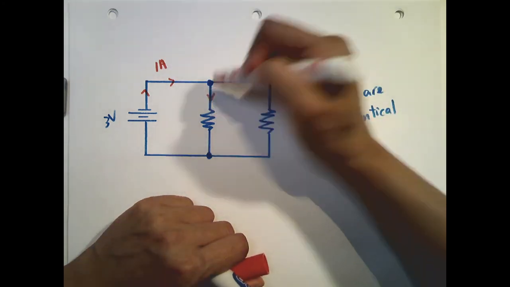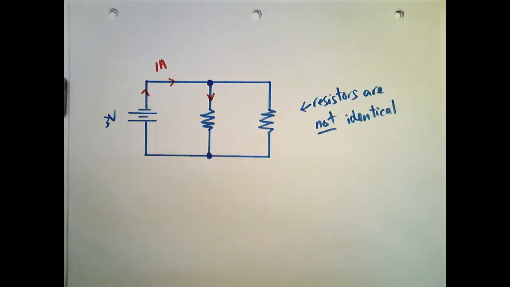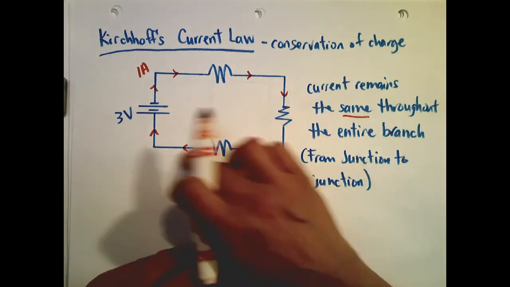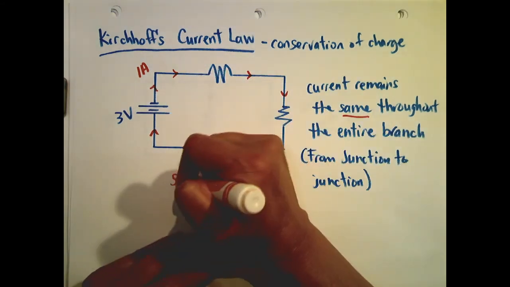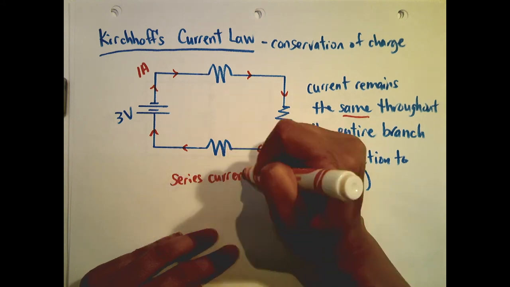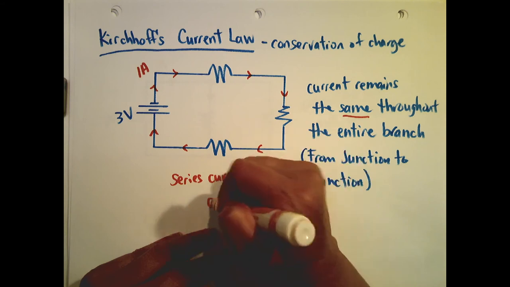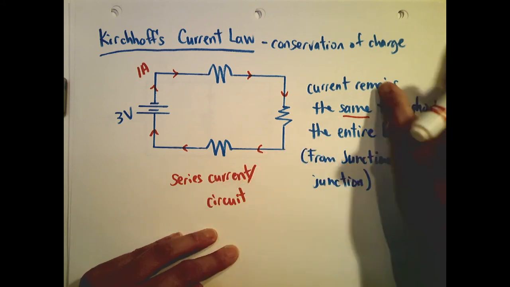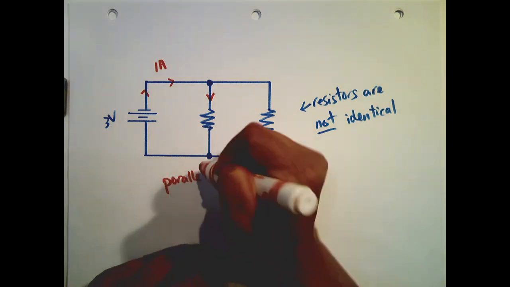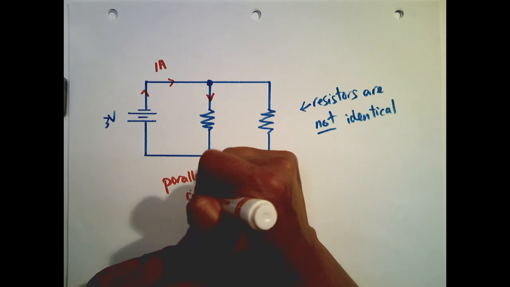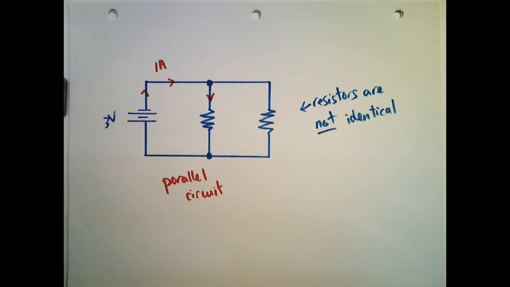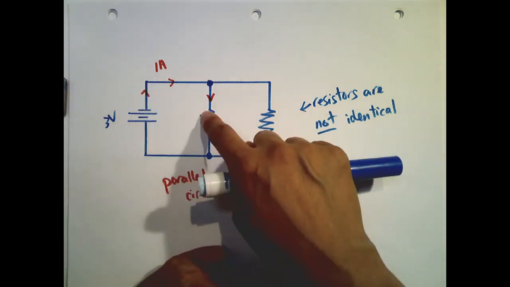They could either go down or to the right, whereas in this series circuit over here, there is no choice, right? So remember, this is your series circuit, and this here is your parallel circuit. Perfect. Okay. So here, I'll have a choice.